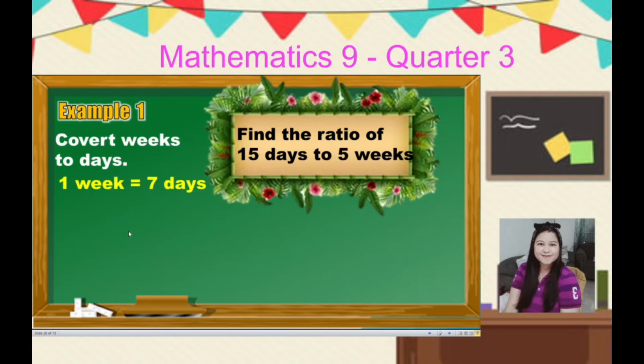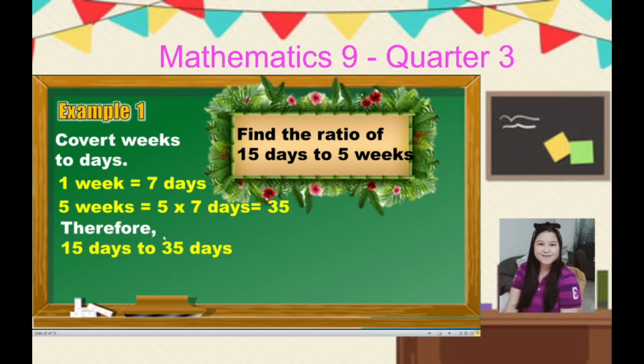So, if there are 7 days in 1 week at yung given dyan ay 5 weeks, so we need to multiply 5 weeks by 7 days. So, that will be 35. So, that is 35 days. Therefore, 15 days to 35 days na yung ating hahanapan ng ratio. So, as you can see, parehas na sila ng units, parehas ng days. So, pwede na natin siyang isulat or we can write its corresponding ratio and the ratio is 15 is to 35.